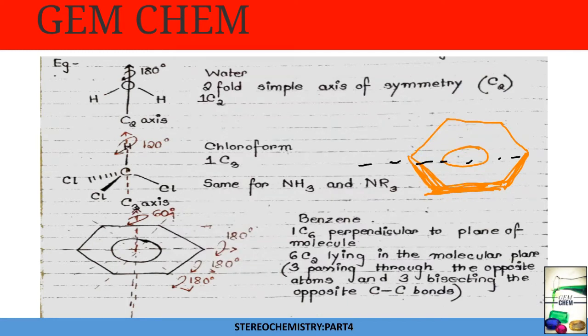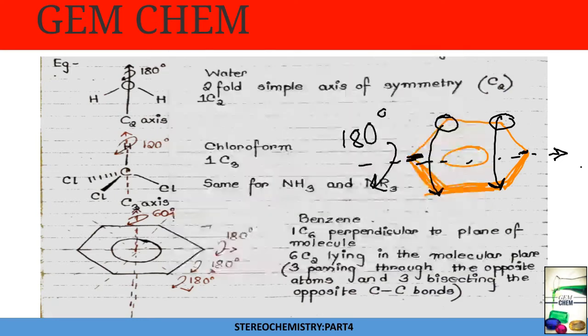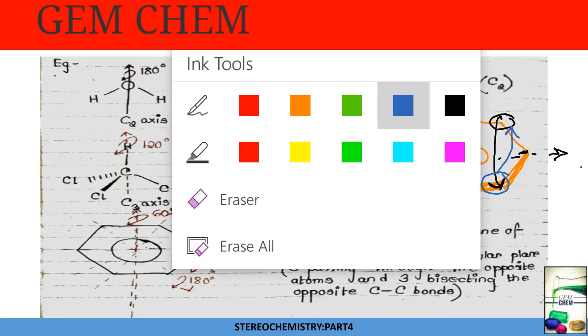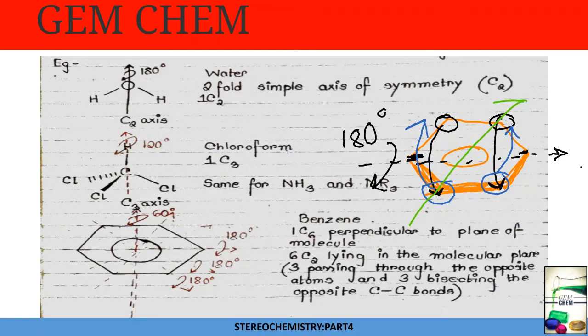If we consider an axis passing through this and we rotate it by 180 degree, okay, so what will happen? This point will come here, this point will come here, this will remain intact, this will remain intact, whereas this point will go here and this point will go here. Similarly, same thing can be done if an axis passes through here and an axis passes through here by a rotation of 180 degree. So there are total 3 C2 axes passing through the vertex.